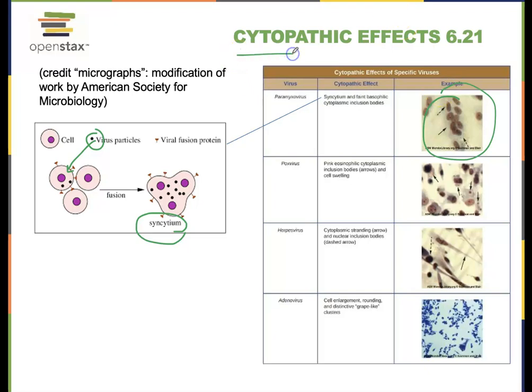And so you can see this under a microscope as a cytopathic effect. So cyto is for cell, pathic is for disease, right? So this is signs of a diseased viral infection. There are other things you can see as well.